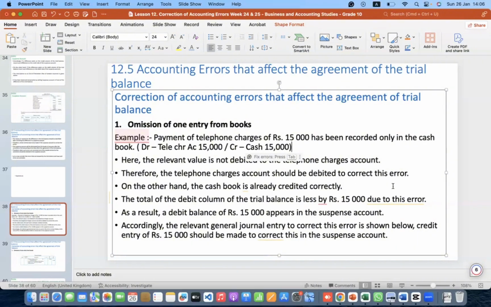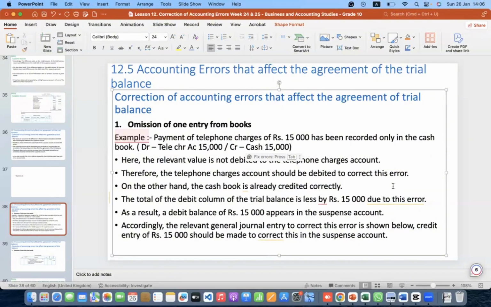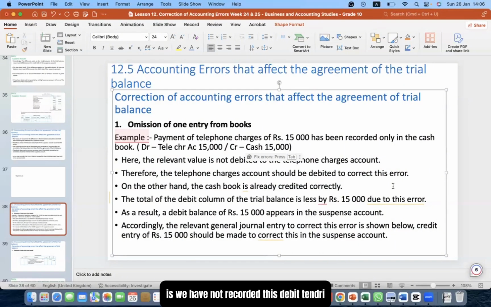So, as we understood earlier, what is happening here? Initially, what should ideally have happened is you debit your telephone charges account by 15,000 and credit your cash account by 15,000, because this is a payment of telephone charges. Now what has happened is we have not recorded this debit entry. As you have not entered this debit entry, your trial balance debit side is in deficit of 15,000.